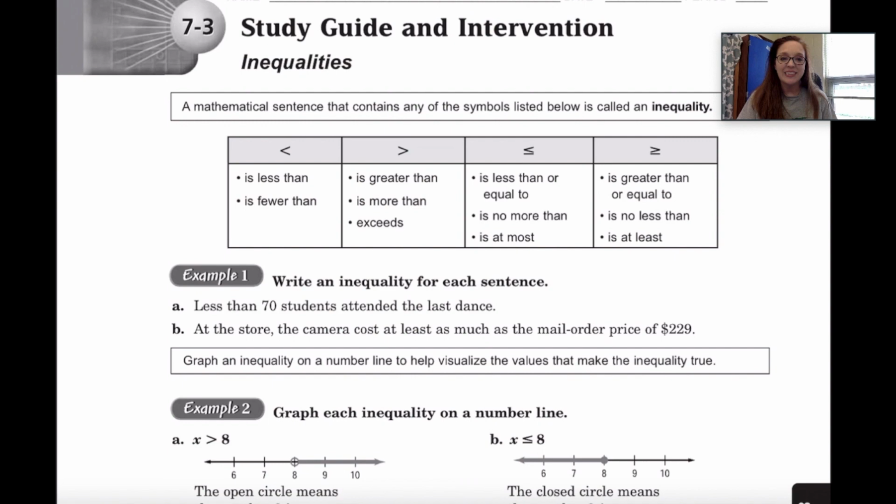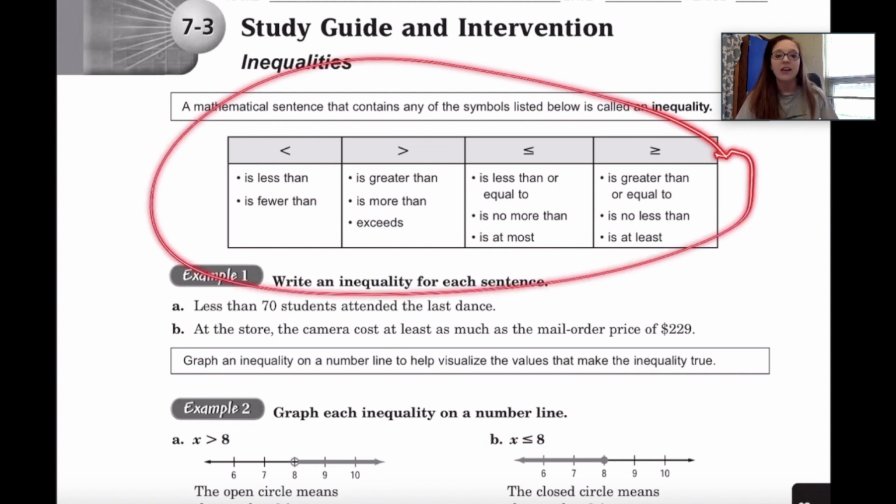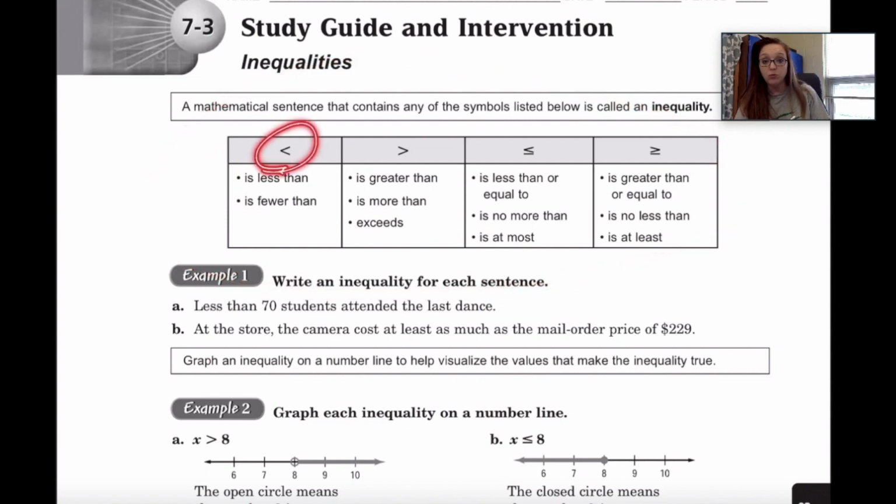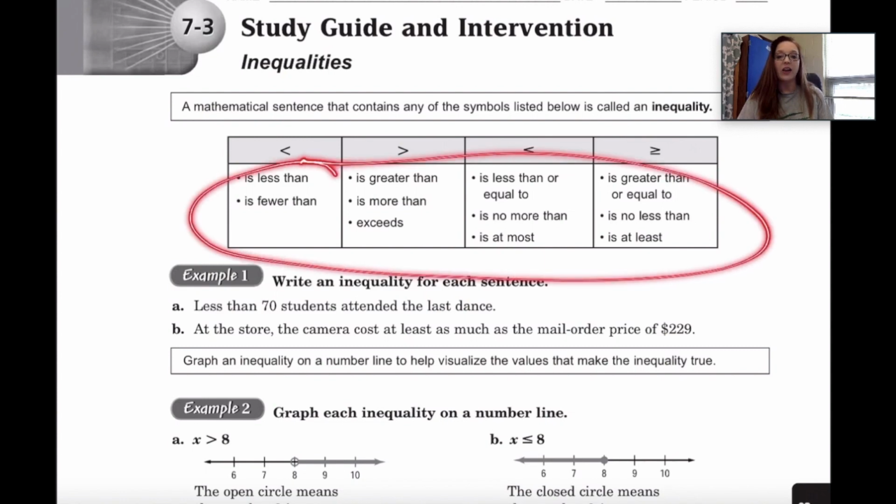In today's lesson, we're going to learn about inequalities. So this top section right here, this box, gives a description of the 4 different inequality symbols. We have the less than symbol, the greater than symbol. This one's called less than or equal to, and then the last one is called the greater than or equal to symbol.